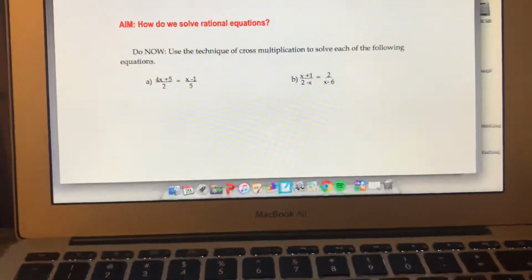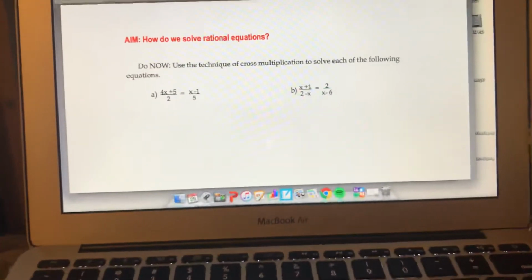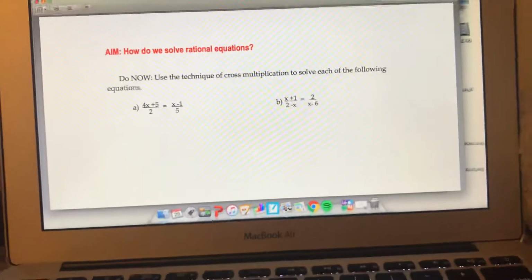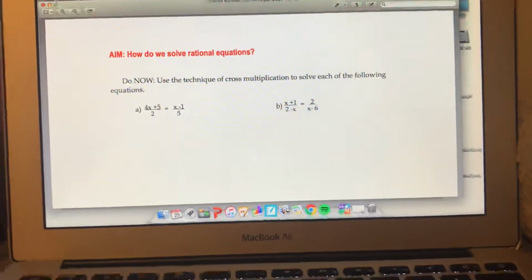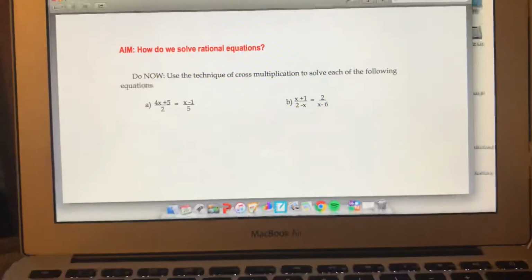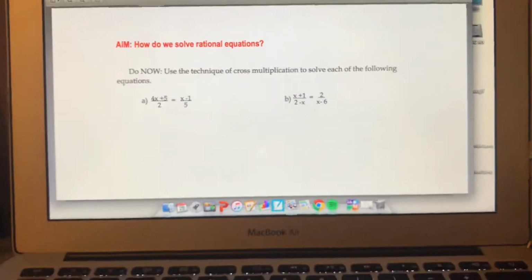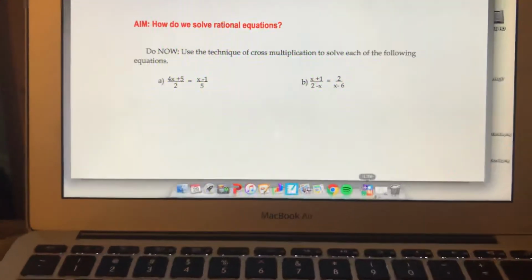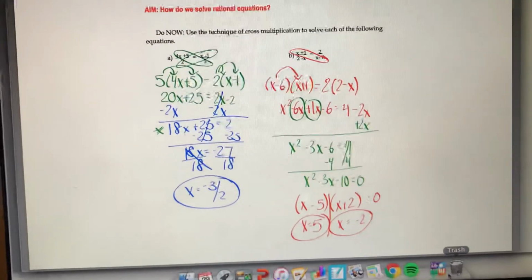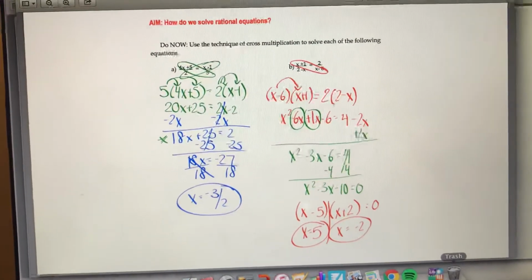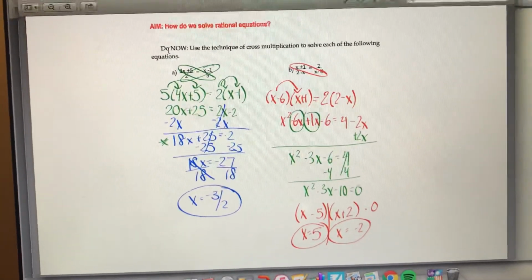I'll give you a hint. When you do cross multiply, you're going to get a quadratic function, which is super cool. And the only way to solve that is by factoring. So enjoy that. You can pause the video, try it on your own, and you should get x equals 5 and x equals negative 2. And you can refer to this if you need to. But yeah, good old ABC method.